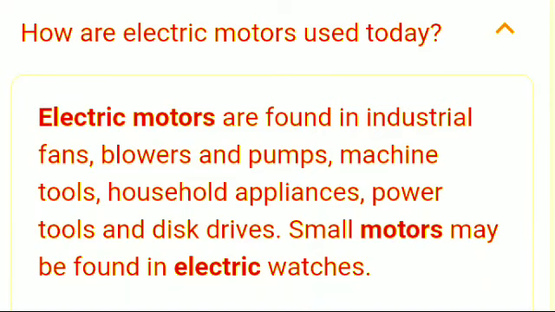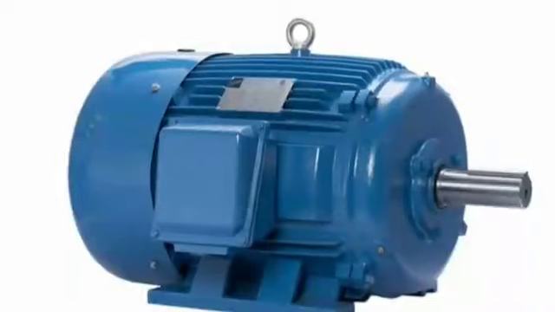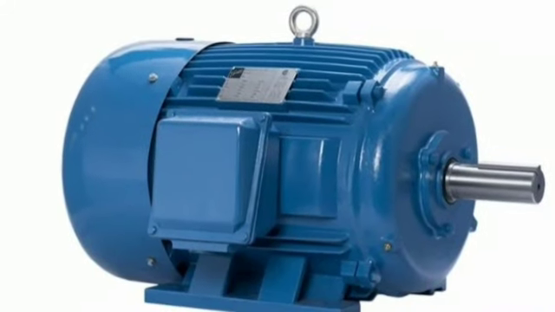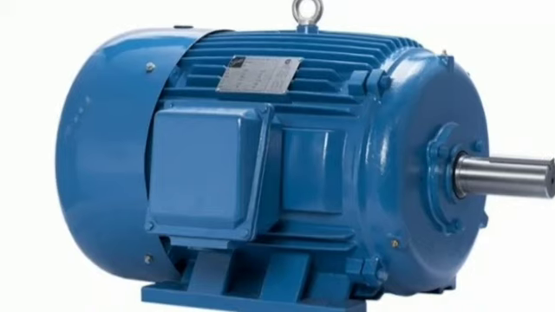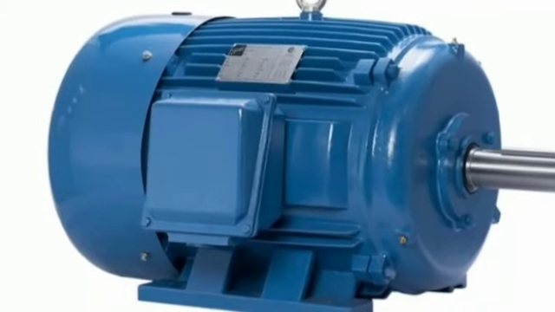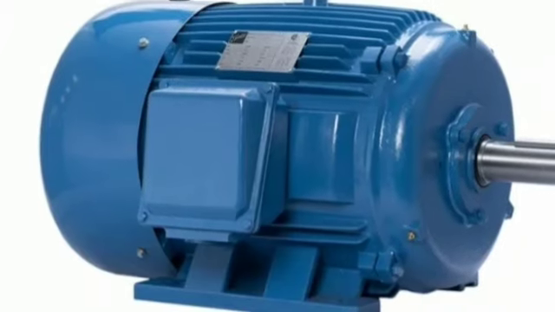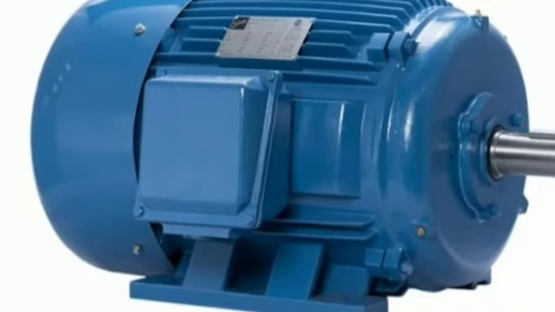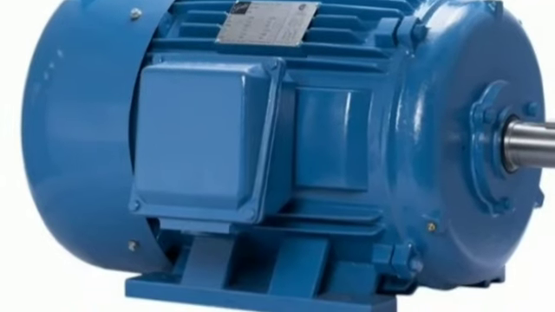How are electric motors used today? Electric motors are found in industrial fans, blowers and pumps, machine tools, household appliances, power tools and disk drives. Small motors may be found in electric watches. Also, around us, in our day-to-day life, an electric motor is a boon. It is used in fans, refrigerators, mixers, washing machines, computers and pumps.